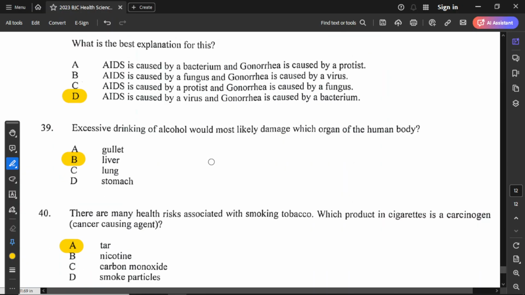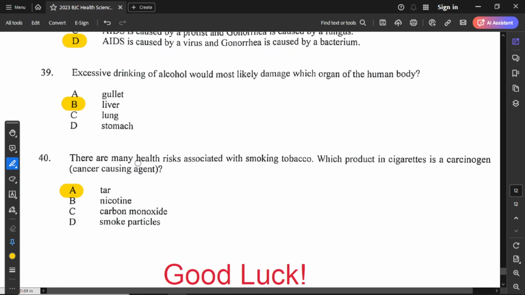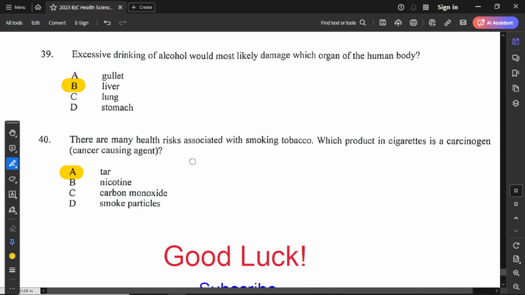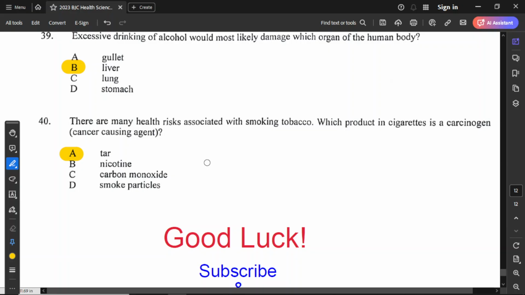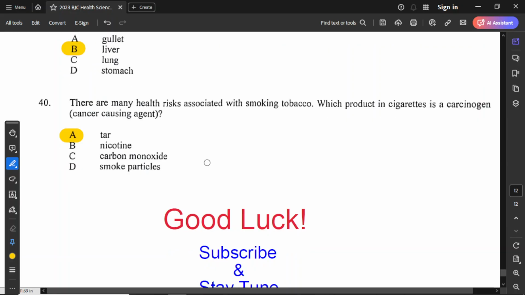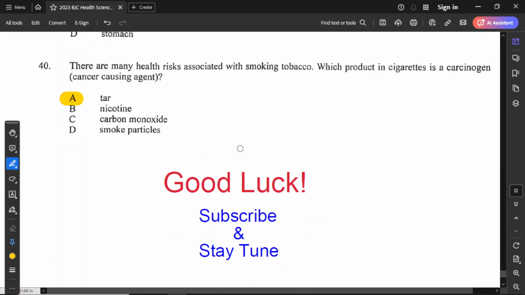Question number 39 is excessive drinking of alcohol would most likely damage which organ of the human body? And this is the liver. The liver detoxifies poison or breaks down alcohol. All right. Last question of the day. It said there are many health risks associated with smoking tobacco. Which product in cigarette is a carcinogen, which means cause cancer? And that is the tar. The tar is the major one. As a matter of fact, anything could cause cancer, unfortunately. But tar is the major component that may trigger or cause cancer.